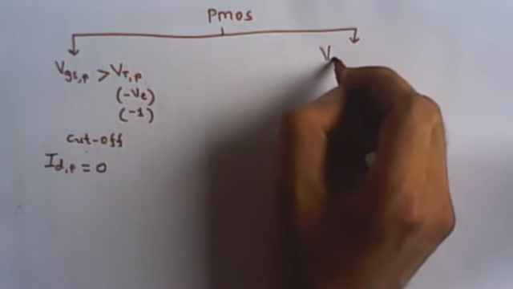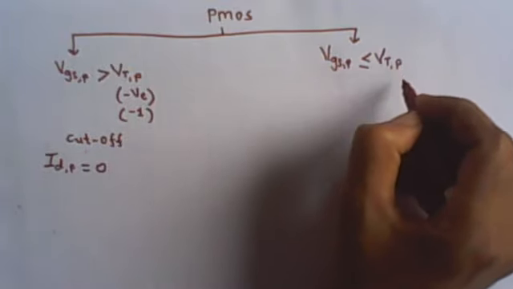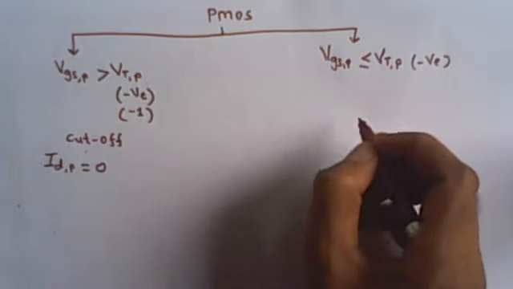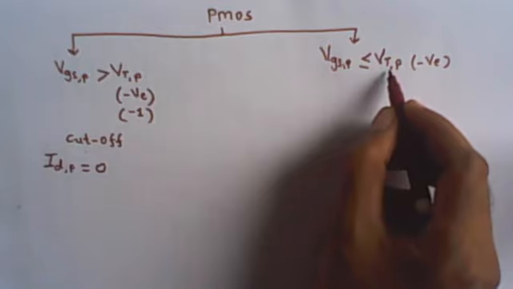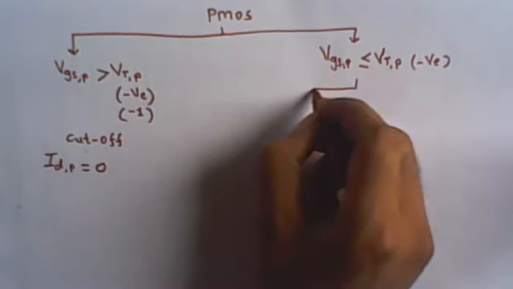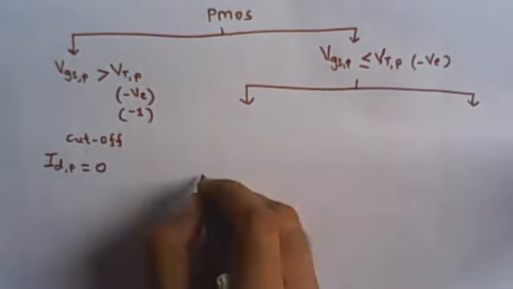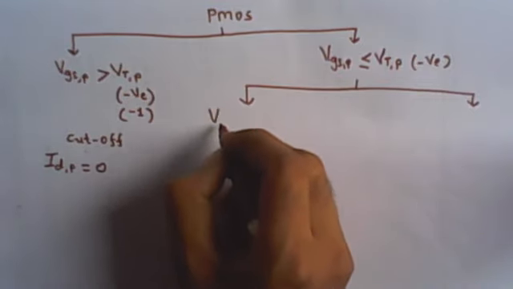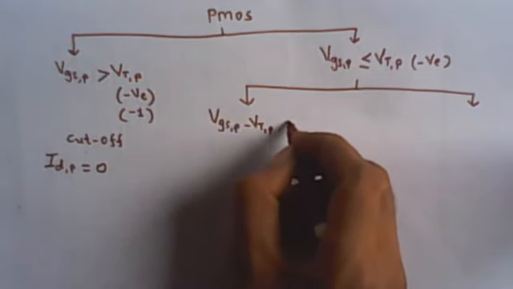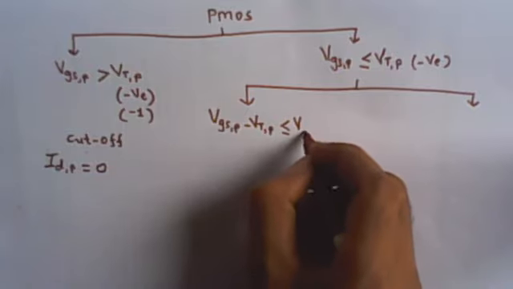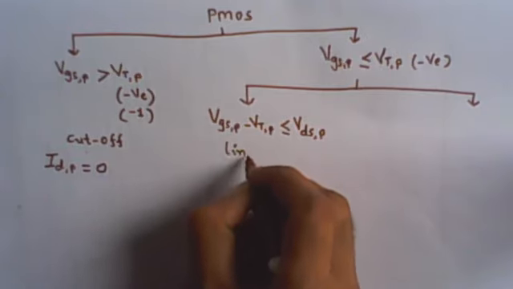Now when the gate to source voltage of the pMOSFET is less than or equal to the threshold of the pMOSFET, a negative voltage, so whenever the gate to source voltage of the pMOSFET is more negative compared to the threshold voltage, then it operates in either the linear region or saturation. The condition for the linear region is whenever the gate to source voltage of the pMOSFET minus its threshold voltage is less than or equal to the drain to source voltage of the pMOSFET, then it operates in the linear region.